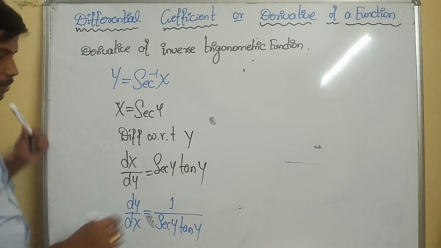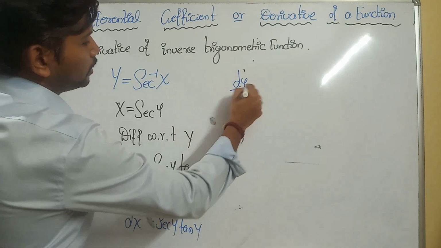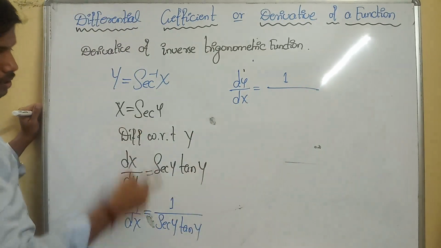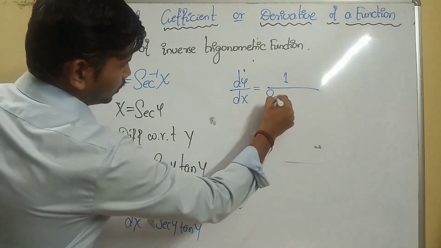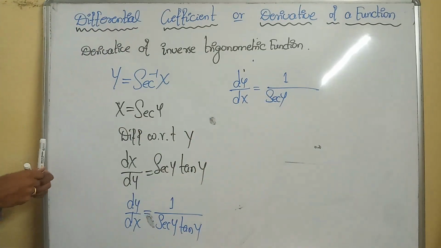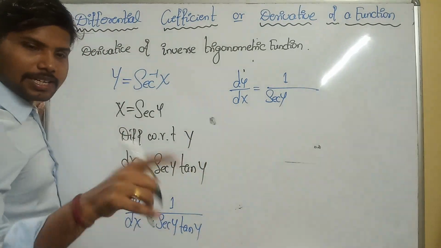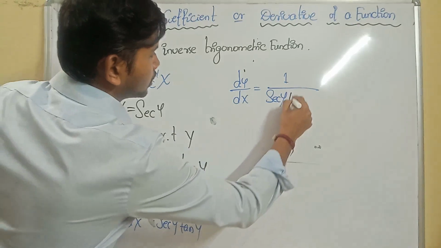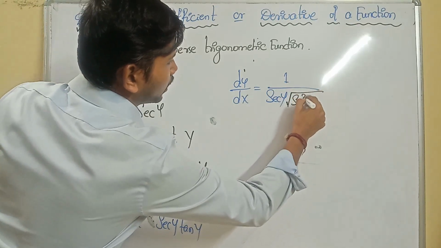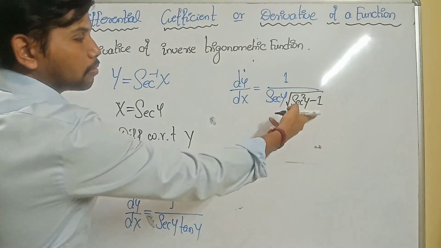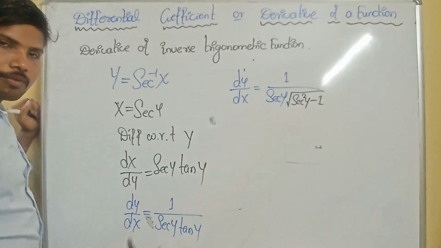Now dy by dx is equal to 1 divided by secant as it is. Now try to write tan in terms of secant. It will be very simple. 1 plus tan square is secant square, so it will be the square root of secant square y minus 1. Secant square y minus 1 will be tan square y. Square root and square cancel. We got tan y.